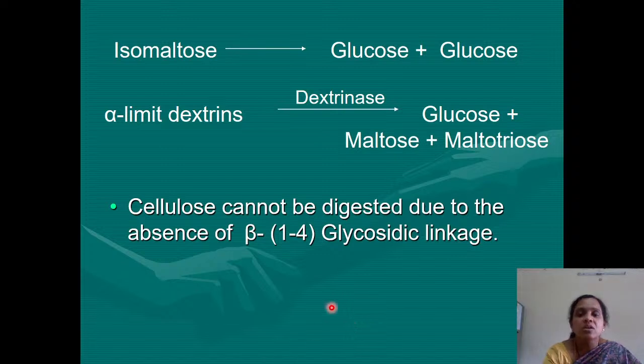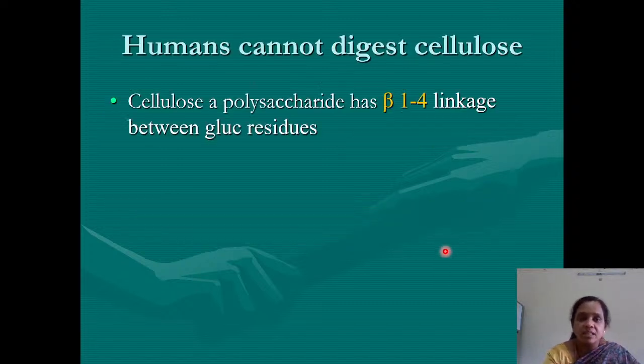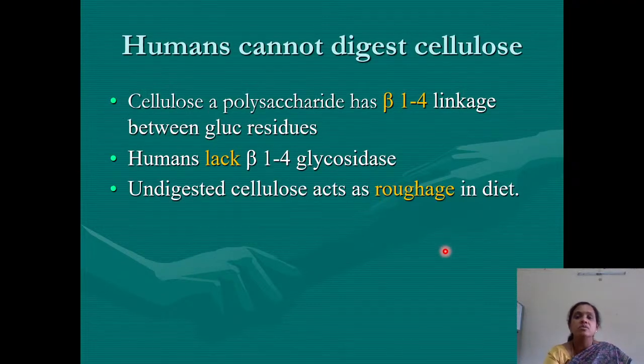Then, cellulose cannot be digested by the human body due to the absence of an enzyme for beta-1,4 glycosidic linkages. Why can humans not digest cellulose? We cannot digest cellulose because we do not have an enzyme that is able to break beta-1,4 glycosidic linkages. Cellulose has beta-1,4 glycosidic linkages, and those cannot be broken. That is why we cannot digest cellulose.